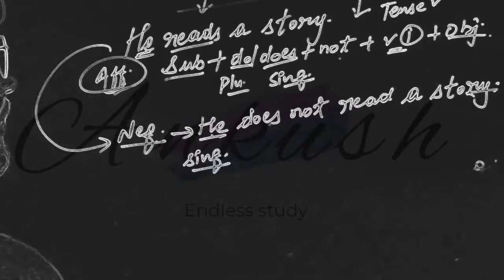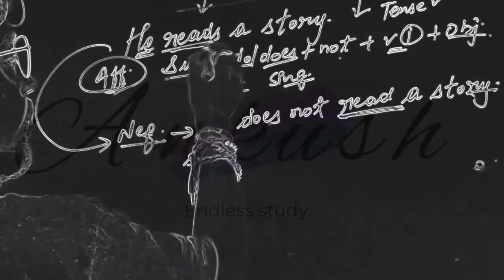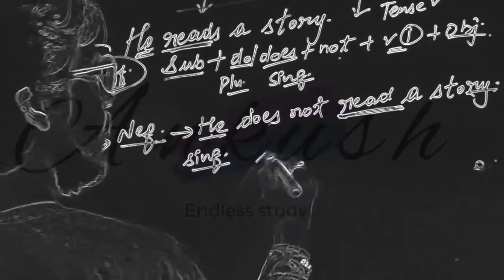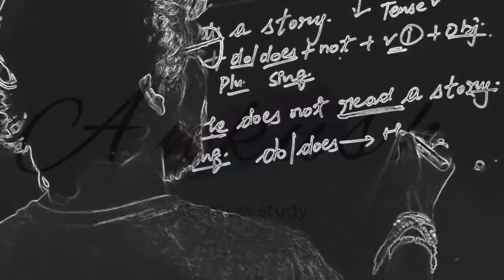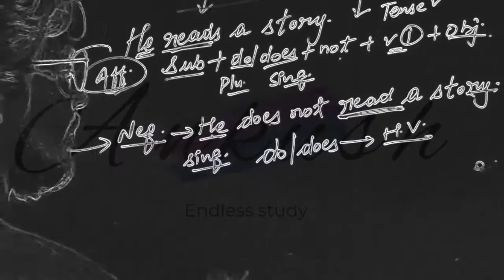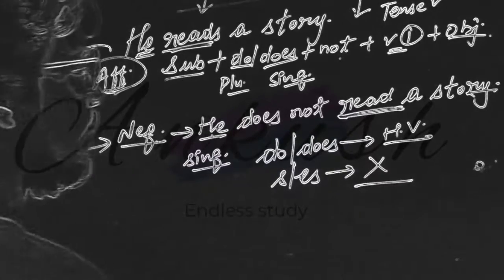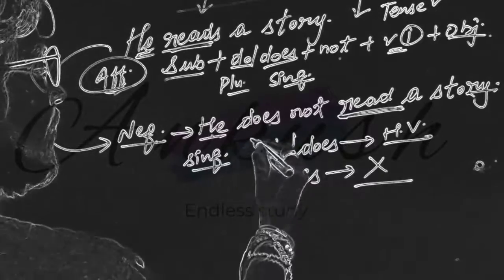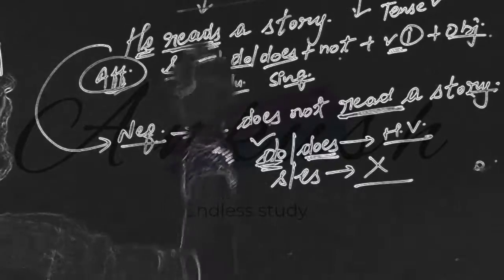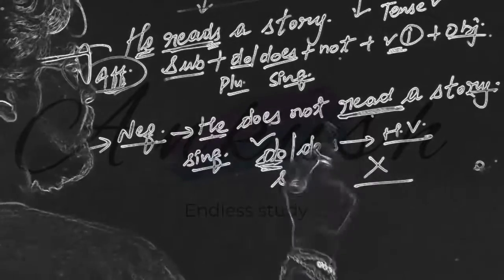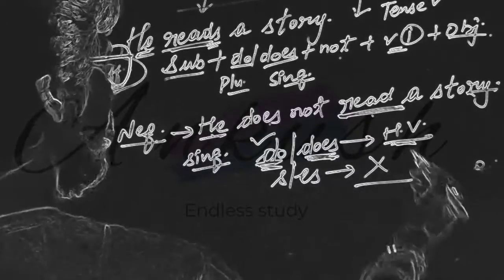So did you notice one thing? When I write here "read", here it is written "reads". So what is the rule behind that? Whenever do or does comes as a helping verb in the sentence, if there is s or es in the verb, we will remove it. As do is coming, we know it's a plural helping verb. But in case does comes and there is s with the verb, you will remove it. S or es will not be used whenever you use does as a helping verb.